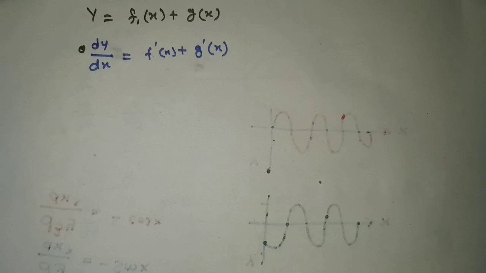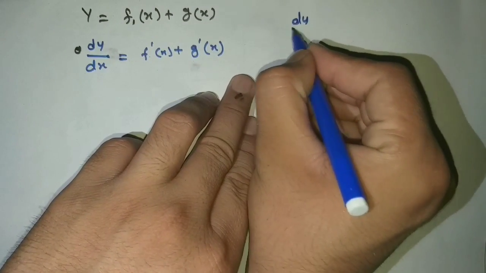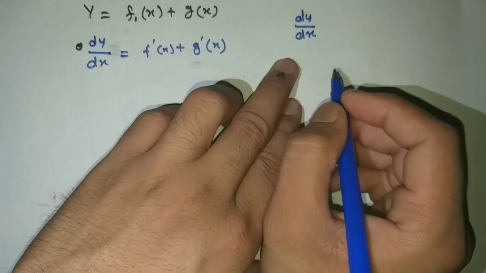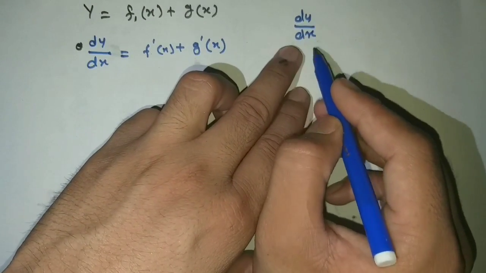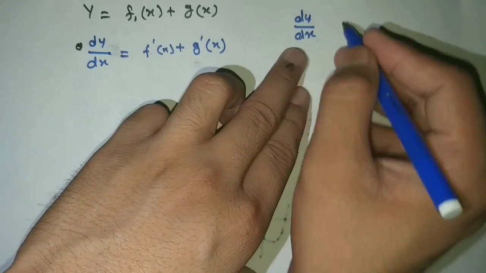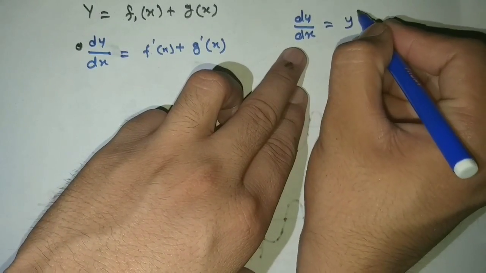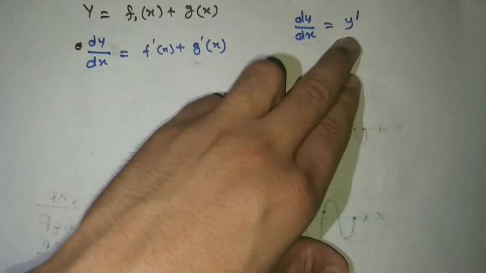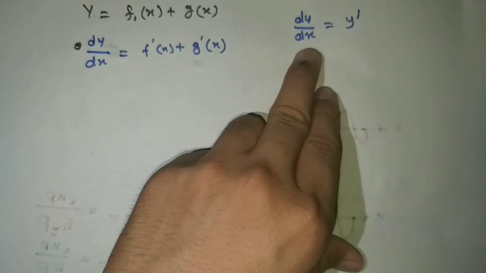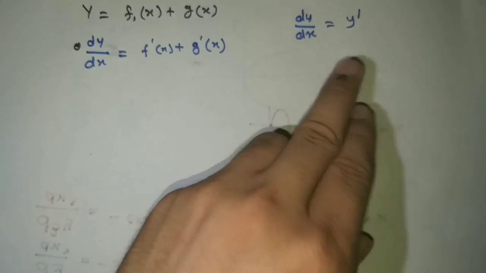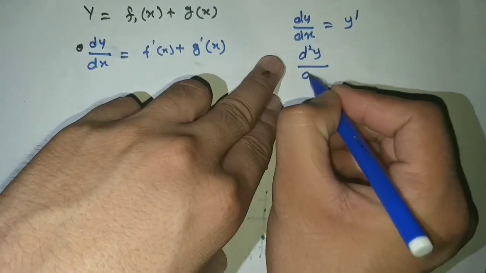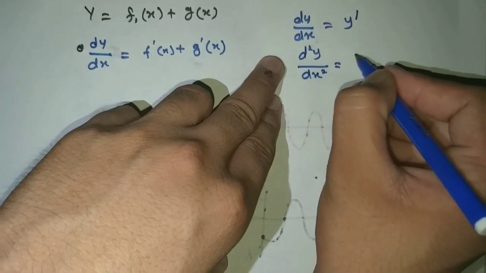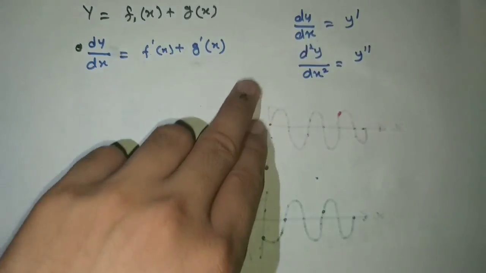So here are two more things to know. The dy dx, I mean to say the first derivative of any function y with respect to x, can be written in the form of y prime. Here y prime means dy over dx. If I differentiate it again with respect to x, then it will be referred to as y double prime.